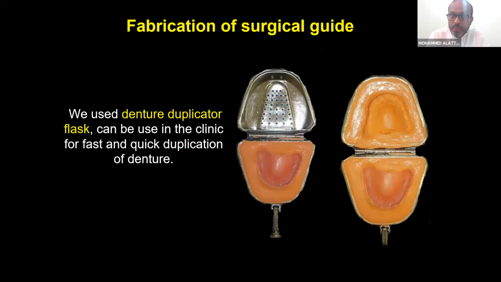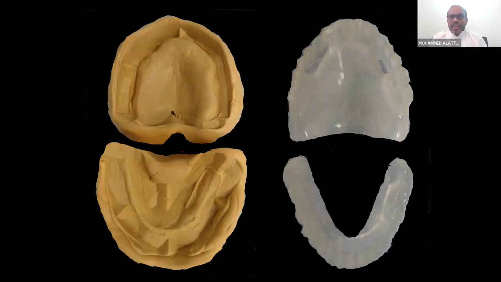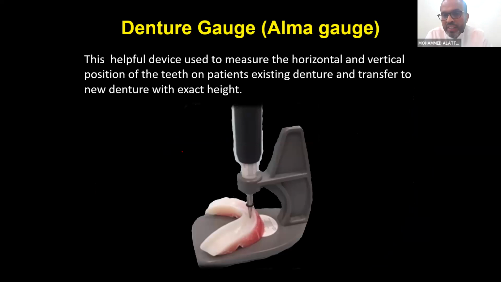If you don't have a denture duplicator flask, you can do it with putty and orthoresin and a little bit of Vaseline, and you can make your surgical guide in less than 1 hour. And also we can use the Alma gauge. This Alma gauge gives us the vertical and horizontal relation of the patient's existing dentures. Some patients who have had a denture for a long time will not accept any change in relation. For that reason, we can use the Alma gauge, which gives us the anteroposterior and vertical height of the prosthesis, and you can copy it in our final prosthesis or in our guide.